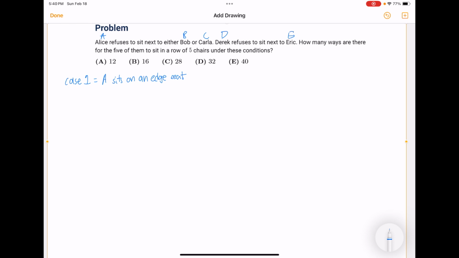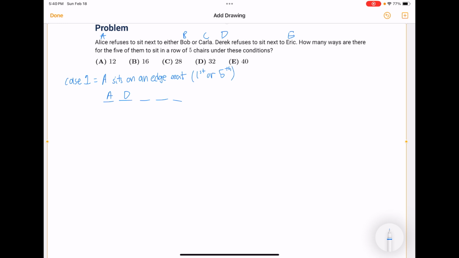When A sits on an edge seat, that can mean either the first seat or the last seat, which is the 5th seat. Let's first start with A in the first seat. Because A refuses to sit next to either B or C, the second chair beside A must be either D or E.